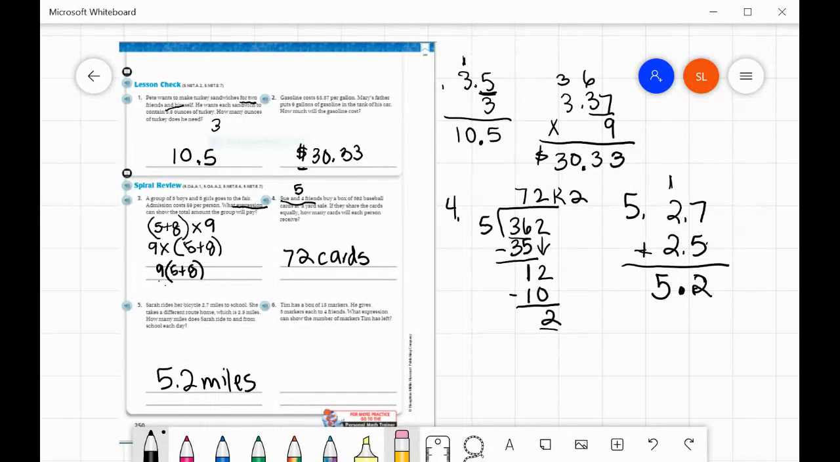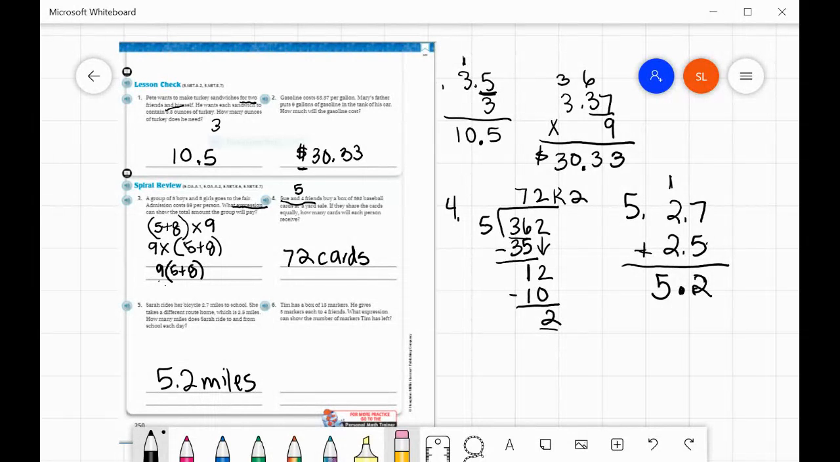Number 6. Tim has a box of 15 markers. He gives 3 markers each to 4 friends. What expression can show the number of markers that he has left? All right. Now, we've got to work backwards here. And you're going to have multiple answers. There's multiple possibilities for this, okay?